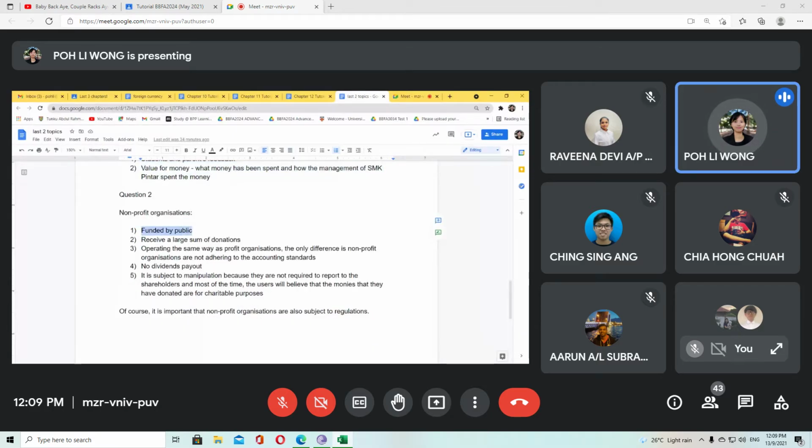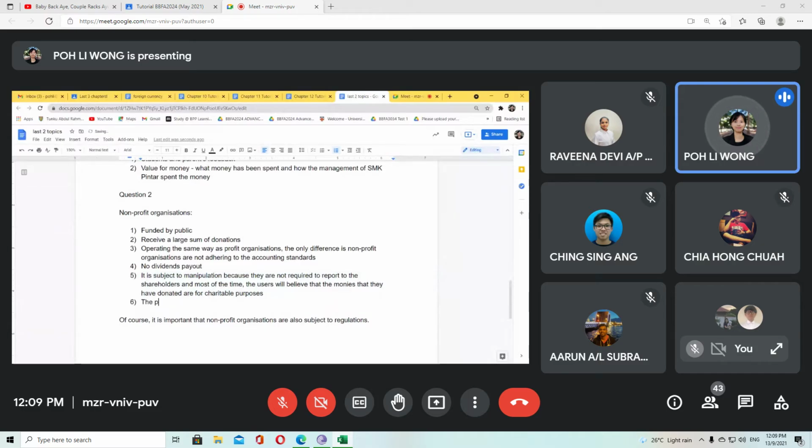So it was funded by public, all right, non-profit organizations funded by public. Second, you receive a large sum of donations. Third, you are operating the same way as profit organizations. The only difference is that non-profit organizations, they are not adhering to any accounting standards. There's no dividend payout, and most of the time, the users will believe that the monies that they have donated are for charitable purposes.